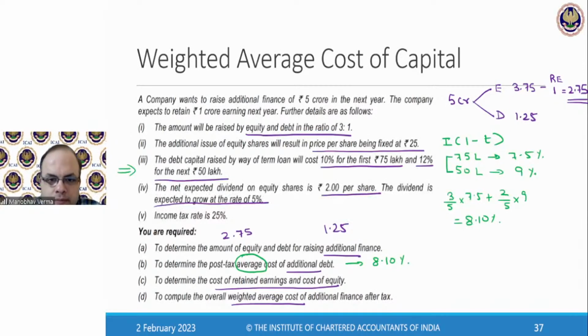That's why. Okay. What is the cost of retained earnings and cost of equity, guys? Let's calculate that also. The cost of equity in this case looks to be D1 upon P0 plus g. And that anyways is given to us.